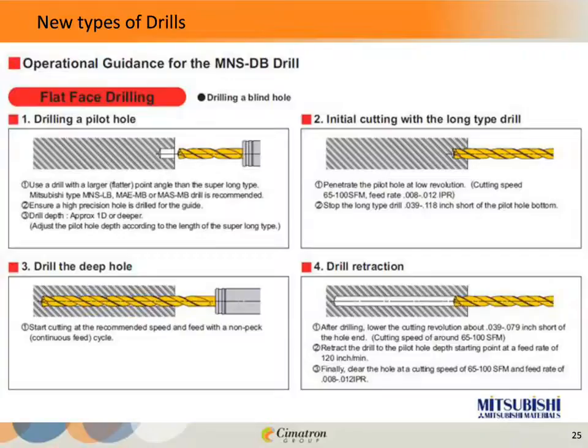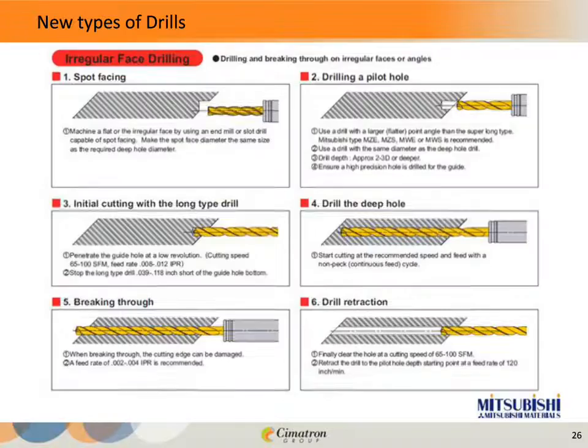And here's an example of irregular face drilling, where something like this is going to require machining, maybe doing a circle milling to establish a flat, and then drill the pilot hole, and then send the long drill in, and same thing, slow down prior to breaking through. So we've got all these different conditions that we want to satisfy here.